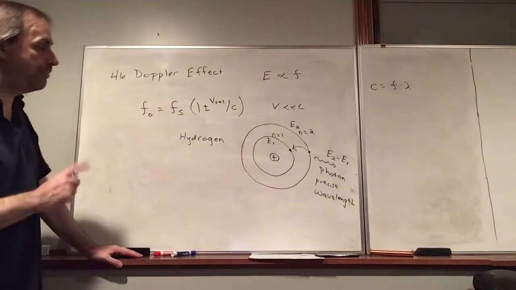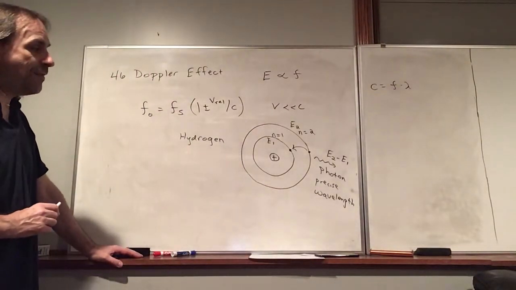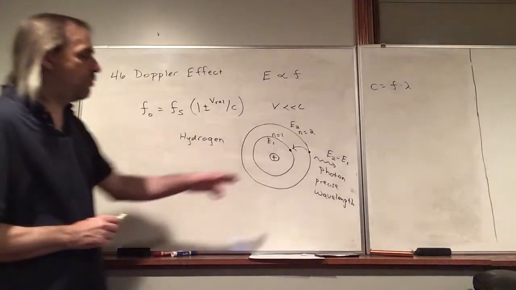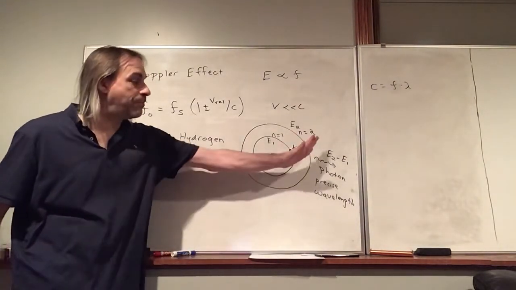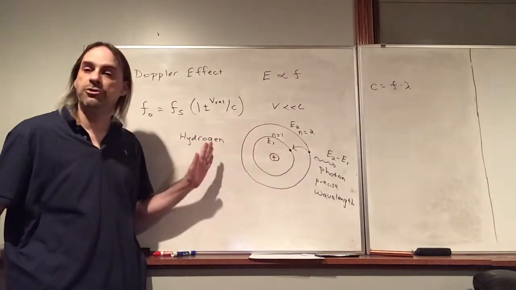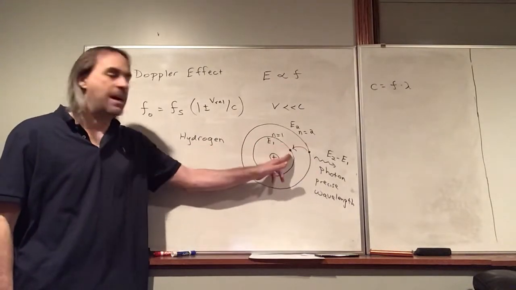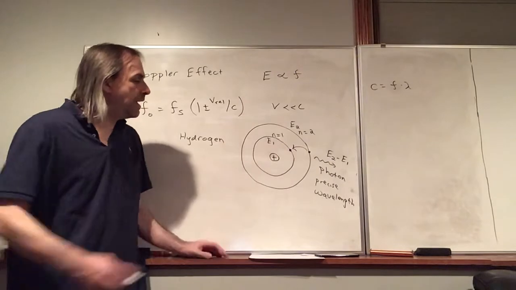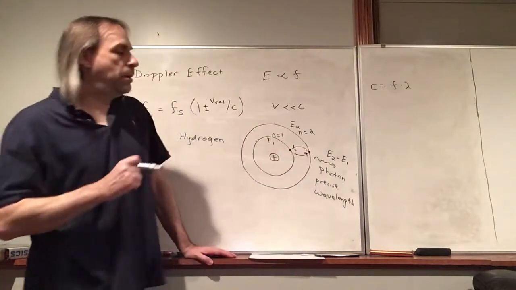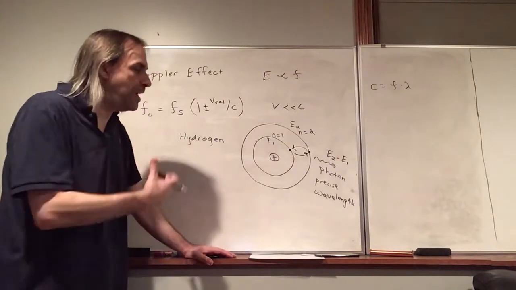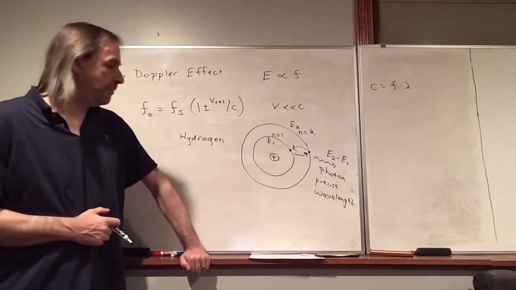Okay, now let's look at a different scenario. How would it get to this n equals 2 state? It can jump down because it loses energy in that process. So it can jump down and give off a photon. Can this electron jump up to a higher orbit? And the answer is yes, but it needs energy to do that.